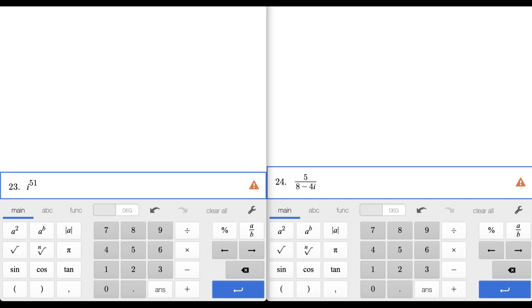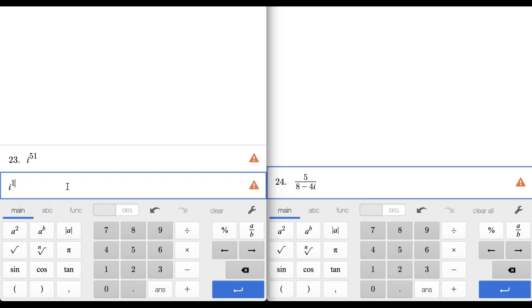All right, here's numbers 23 and 24. We're dealing with imaginary numbers. So the first one says simplify i to the 51. This is the type of problem where you have to relate it to your values of i to the 1, 2, 3, and 4.